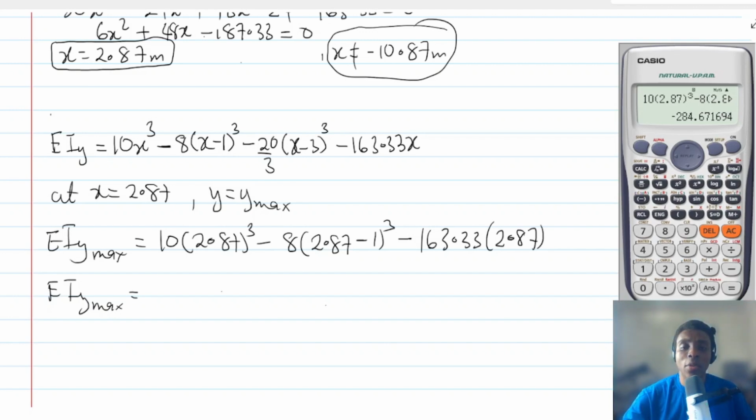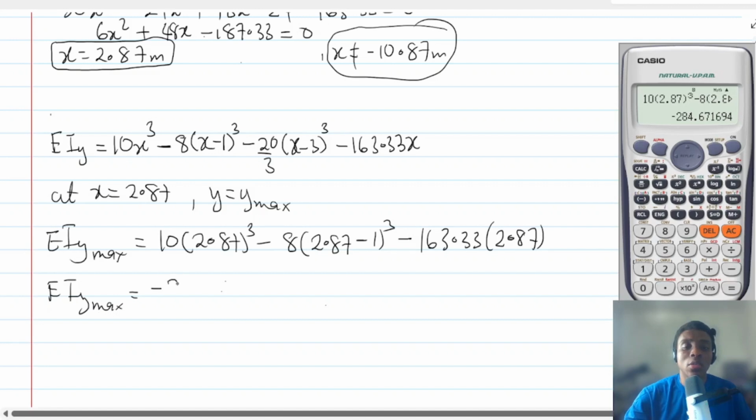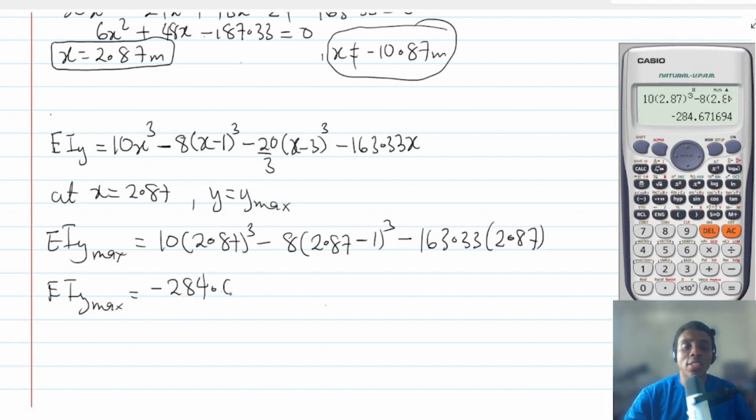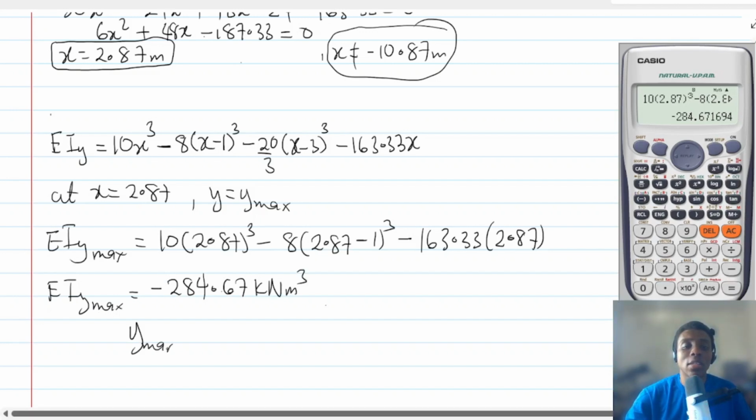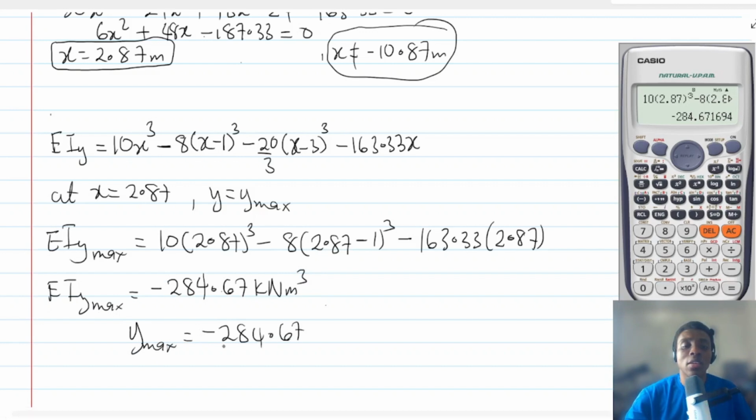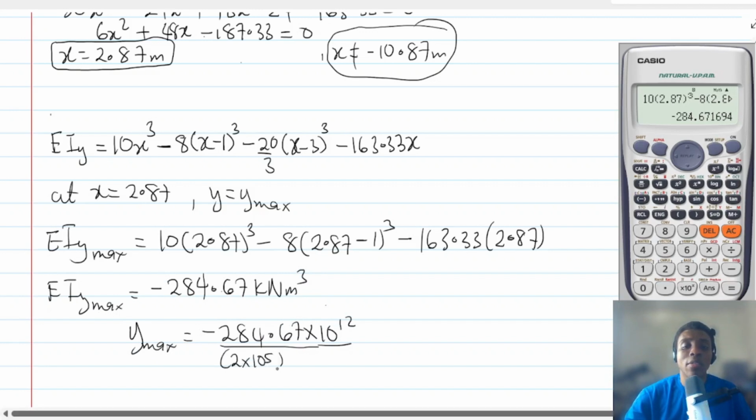All right, I think there was a mistake here. It's actually going to be minus 2. So if you multiply this, it's going to be minus 284.67. And the value is actually in kilonewton meter cubed. So y max is going to be minus 284.67, then you multiply by 10 to the power 12 divided by 2 times 10 to the power 5.